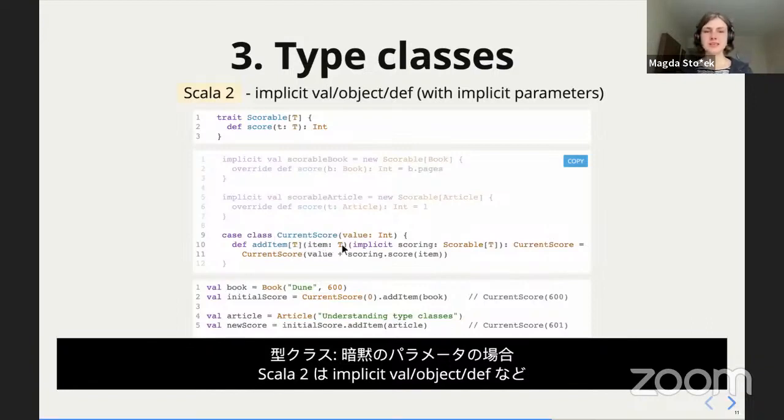It takes an item, but also you can have a second parameter list with this behavior, this implicit scoring, which is your behavior. And the implementation of the method takes the current value of our challenge, of our points. And then what it does here is it asks the compiler to fetch the appropriate type class implementation for the type that it was actually called. So that's how you use type classes in Scala 2.